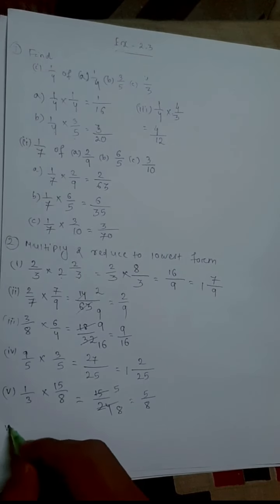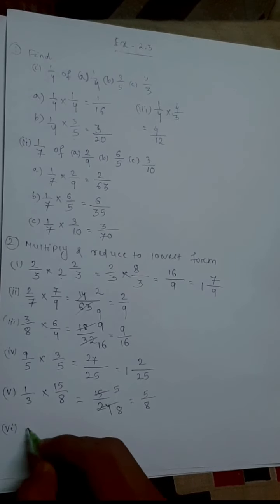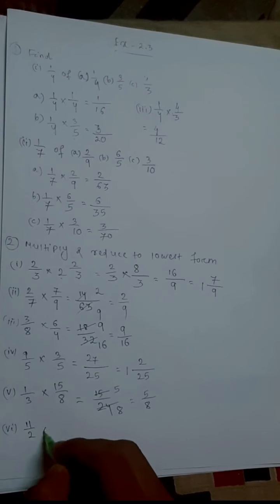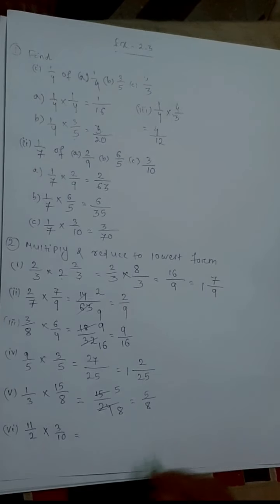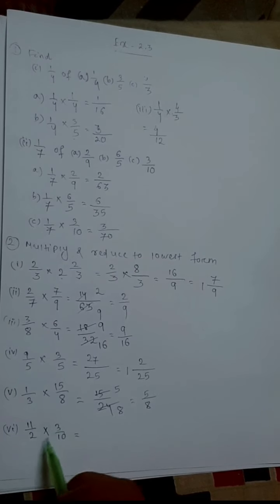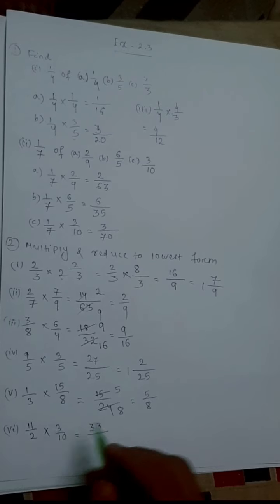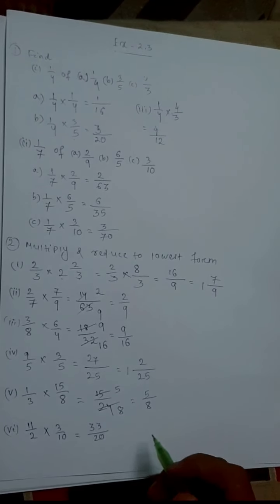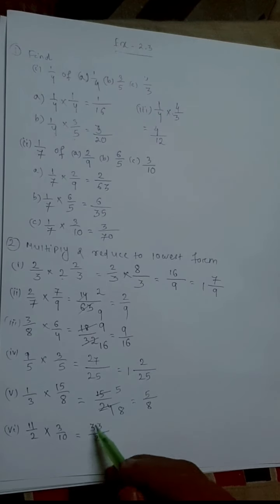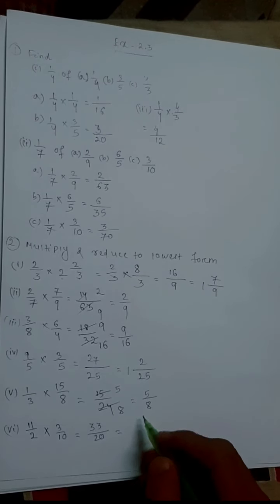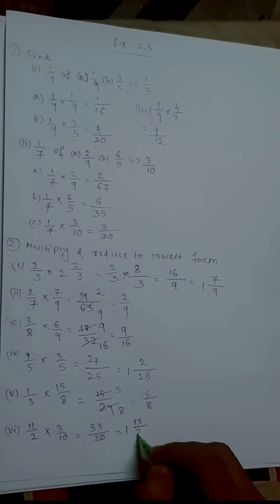Then come to your part number IV. Your question is 11 upon 2 into 3 upon 10 equals, multiply both the numerators. 11 times 3 is 33 upon 10 times 2 is 20. It is an improper fraction, so let's convert it into a mixed fraction. It will become 1 whole 13 upon 20.